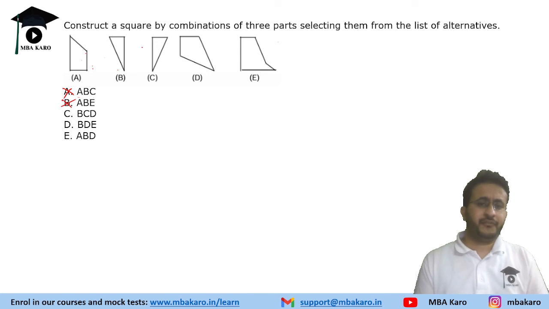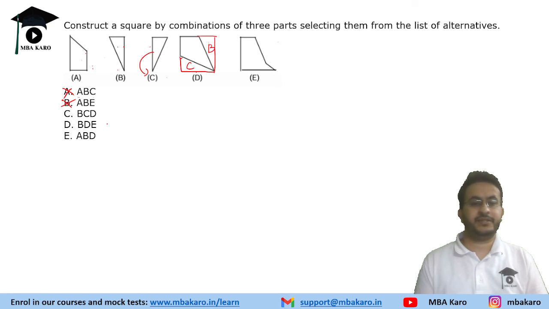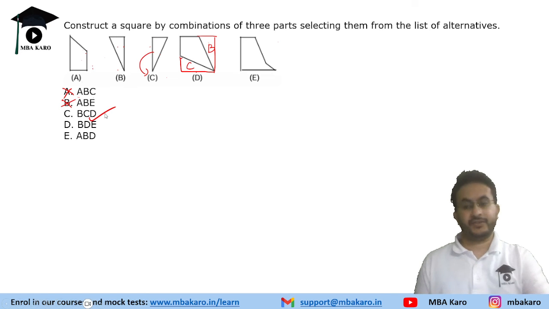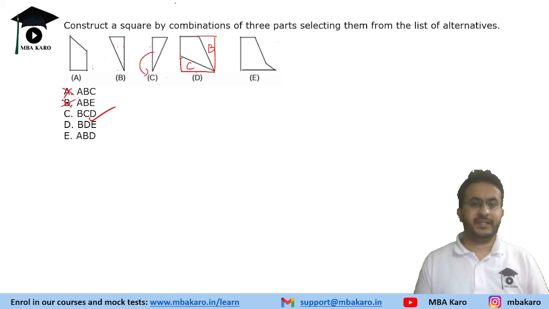BCD. Now, if you put C like this, turn C like this, it will appear here. And we can put B as it is, and if we rotate 90 degrees and put it like this, BCD will make a square. So this was a good question. It just required you to see the options one by one and decide which will be the answer. Similarly, you can say that BDE and ABD will not make the square.